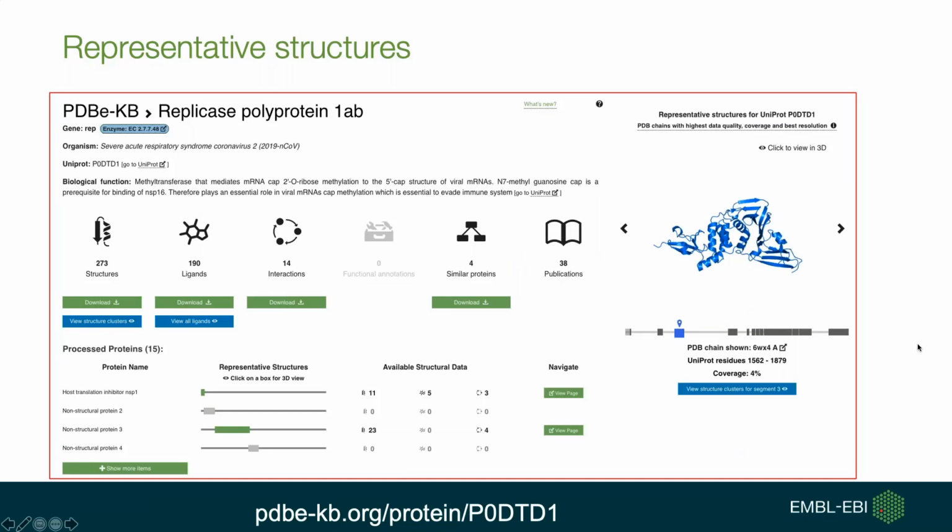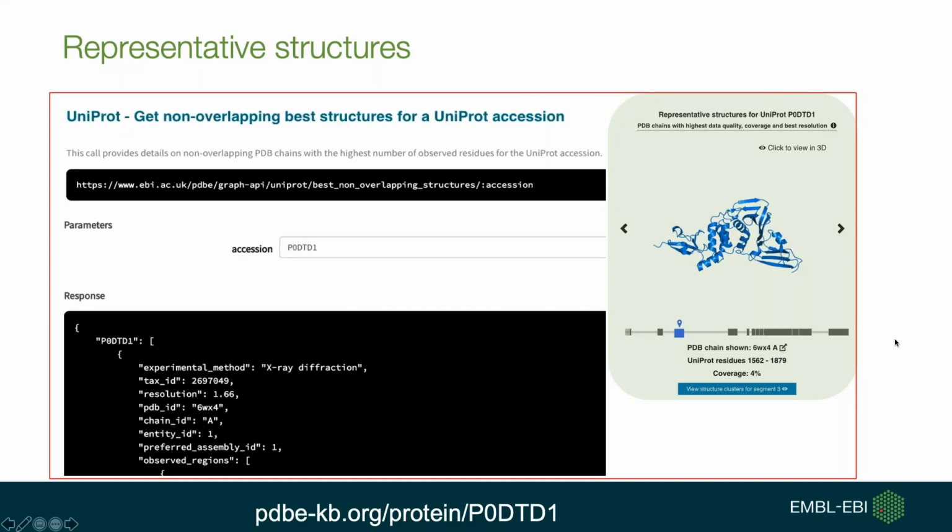First, we will see the representative structures for a UniProt accession. So this component on the right side gives you the information on the non-overlapping PDB chains with the highest number of observed residues in the protein. The API call used for getting this information is the one here, which you can find from the UniProt category.